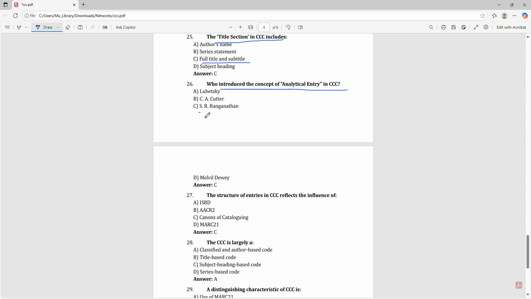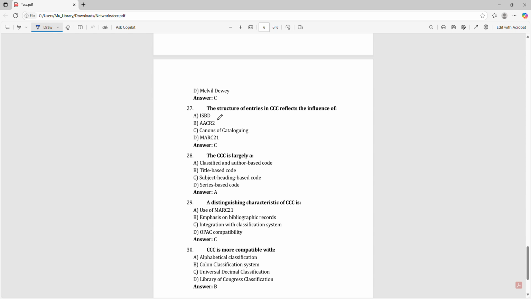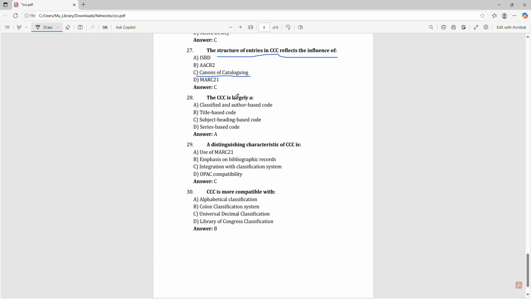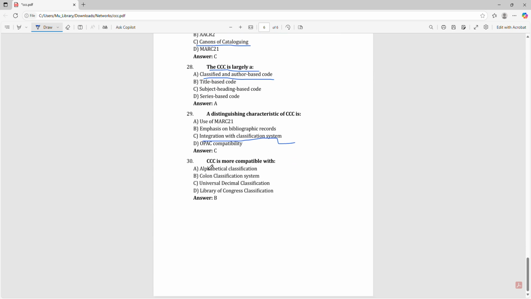That is S.R. Ranganathan. The structure of entries in Triple C reflects the influence of canons of cataloging. The Triple C is largely a classified and author based catalog. A distinguished characteristic of Triple C is integration with the classification system. Triple C is more compatible with the Colon Classification system.